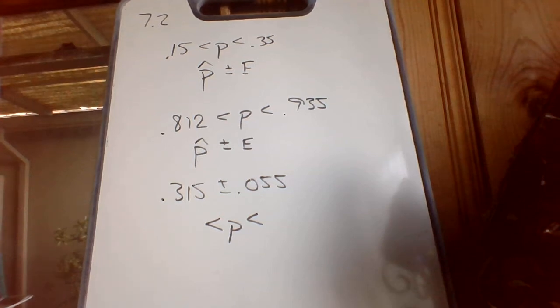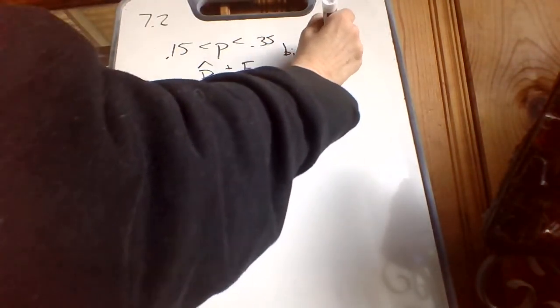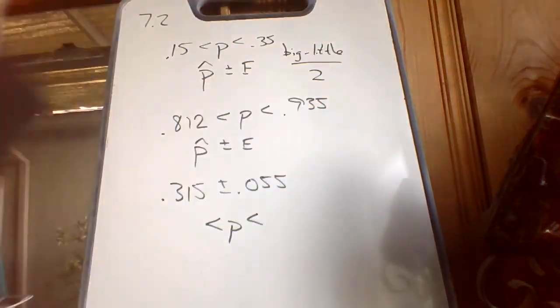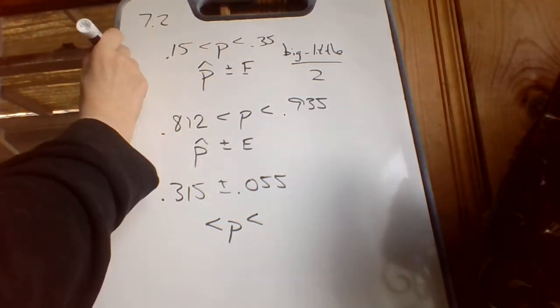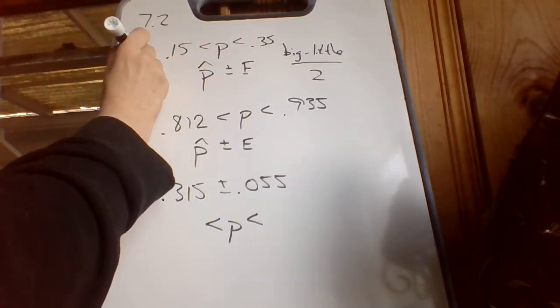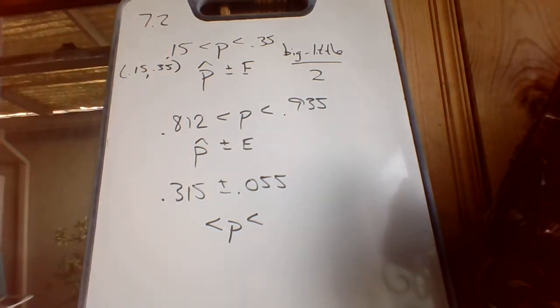Okay, in this section of 7.2, we're still on 7.2, but these few problems are really practice using that big minus little divide by 2. Basically my calculator would have said parentheses 0.15 comma 0.35. And suddenly somebody wants to know what the error is. It's like I got that off my calculator. So I want to do big minus little divide by 2. That's what this problem's asking for.